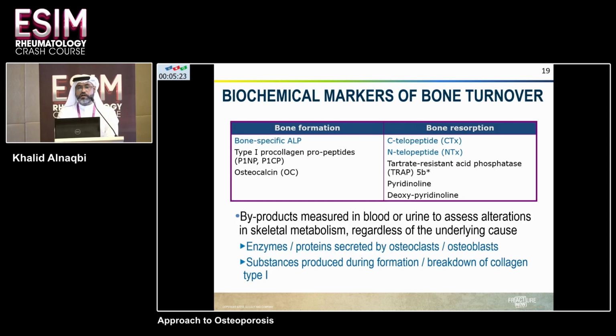Biochemical markers for bone turnover. You have bone formation markers like bone-specific ALP. Others can do type 1 procollagen propeptides and osteocalcin. We don't do it that much. Bone resorption markers, C-telopeptide, N-telopeptide, and others, which we don't do that much anyway.